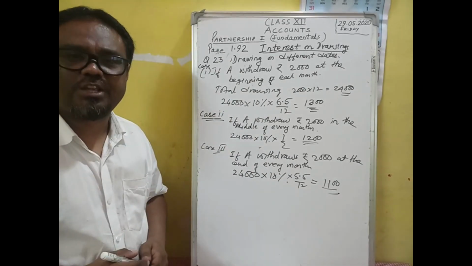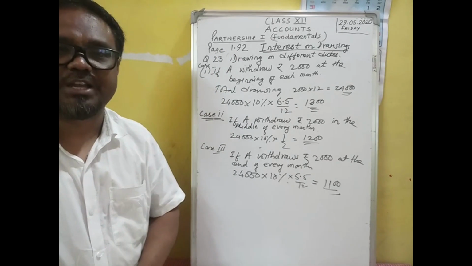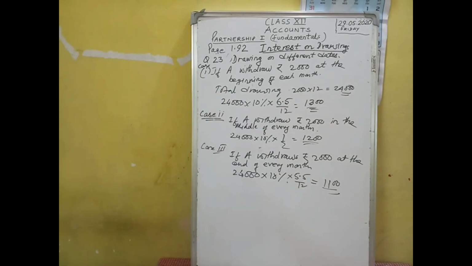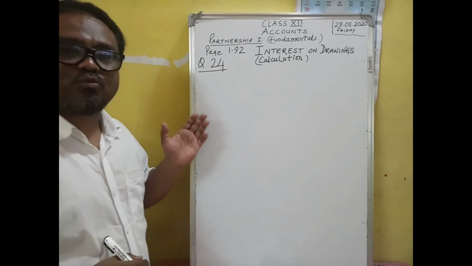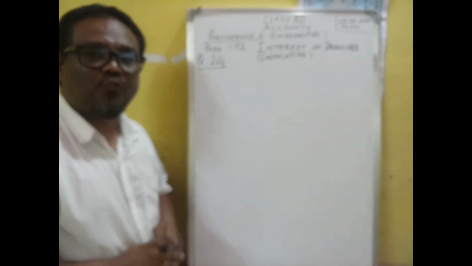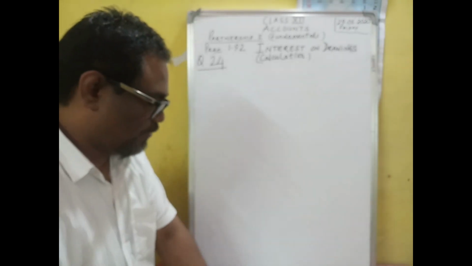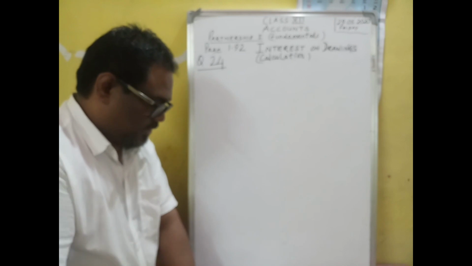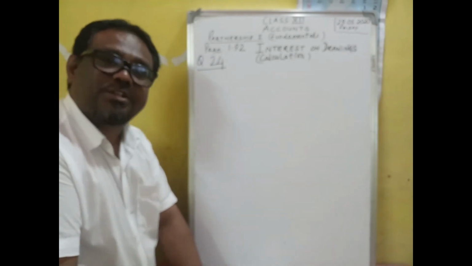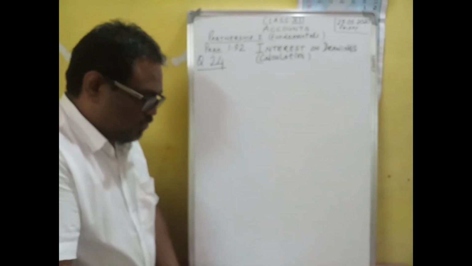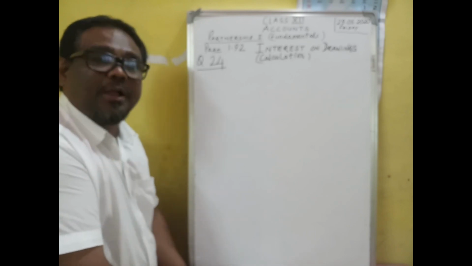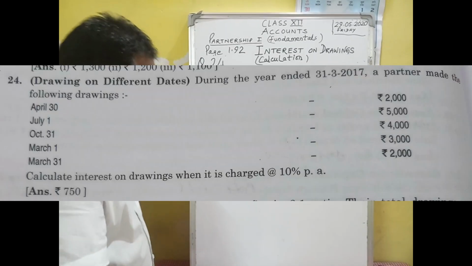Question number 23, page number 1.92. Now again, next question, question number 24, calculation of interest on drawing. Here the interest on drawing is at the rate of 10% per annum. So drawings on the different dates.